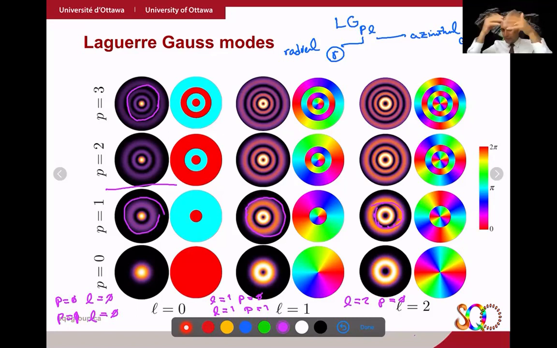But the point is that I should not be able to distinguish those modes. For example, I can still have the same numerical aperture here. This is the same numerical aperture, but I'm cutting this region. If I'm cutting this region, this is not anymore the same mode. It's a different mode. Absolutely.